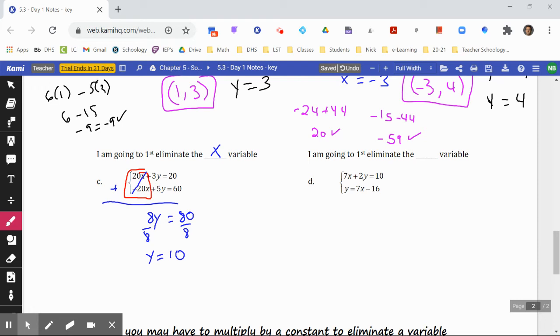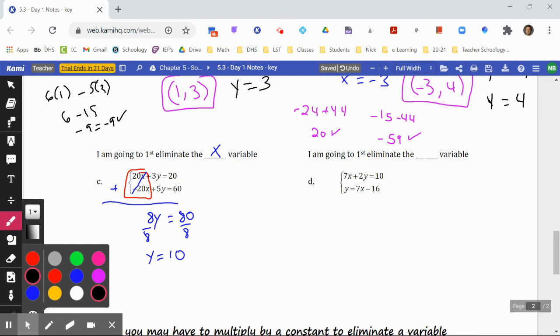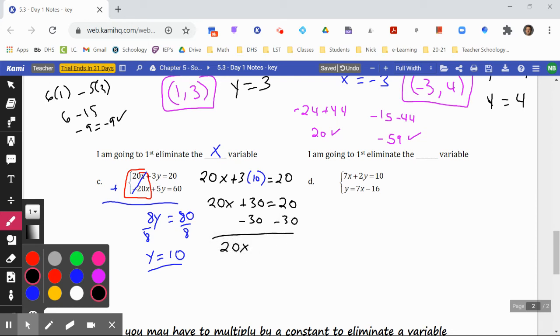Perfect, so I solved for y, now I have to solve for x. I'm looking at my 2 equations and I'm saying, oh yeah, that top one looks a little bit easier. So I'm going to use that top equation now to solve for x. So we get 20x plus 3 times 10, I'm using what I solved for y to substitute that in, equals 20. So now we get 20x plus 30 equals 20. Subtract 30 from both sides, and we get 20x is equal to negative 10, divided by 20. And this time we get x is equal to negative 1/2.